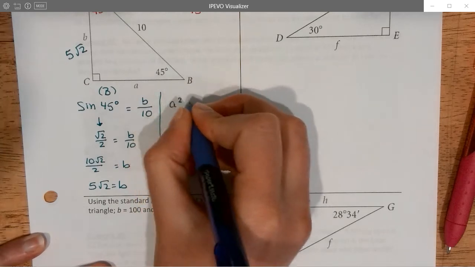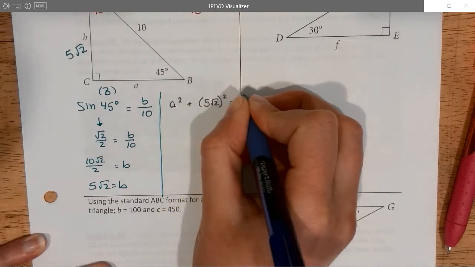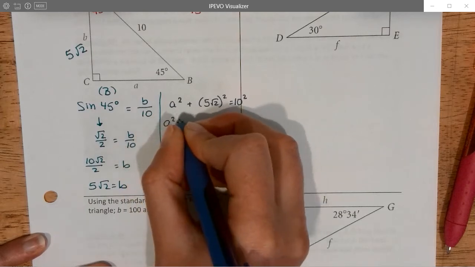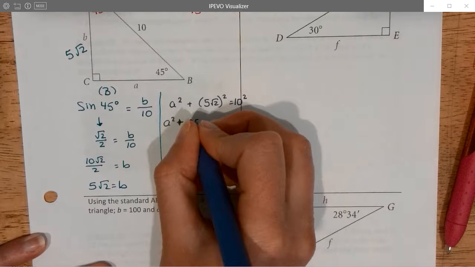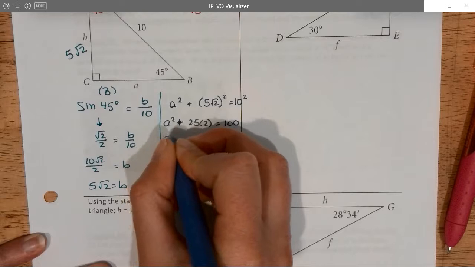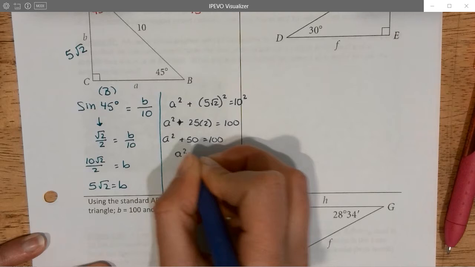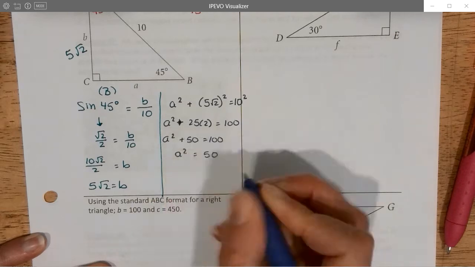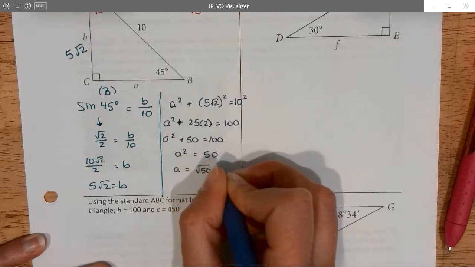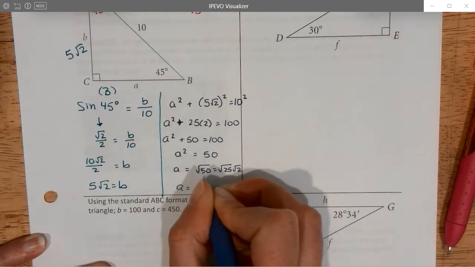So we have a squared plus 5 square root of 2 squared equals 10 squared. A squared plus b squared equals c squared. 5 squared, that's 25, times square root of 2 squared, that's 2, equals 100. So a squared plus 50 equals 100, subtract 50. A squared equals 50. And so a is the square root of 50, which separates into the square root of 25 times the square root of 2. So it does give me a equals 5 times the square root of 2.